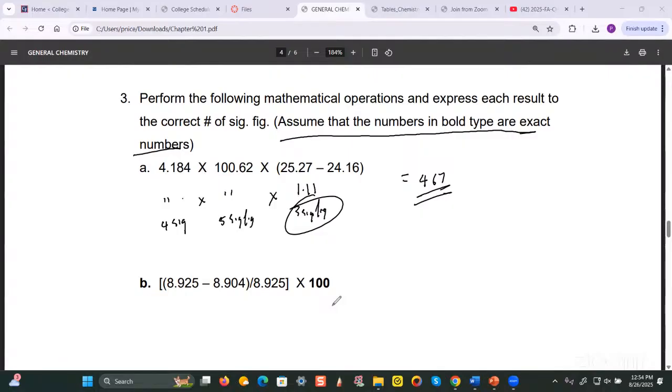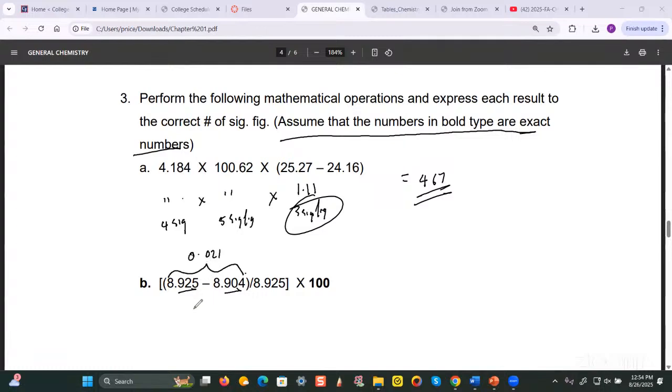So what I would do first is work out what's within the parentheses, right? So I would work out this part here first. All right? So let's do that. 8.925 minus 8.944. And what I got, and correct me if I'm wrong, is 0.021. Now, when you're subtracting, you round off according to the lowest number of decimal places. You have 3 decimal places here, 3 decimal places here, and also 3 decimal places here. So we don't need to do anything as far as that is concerned.